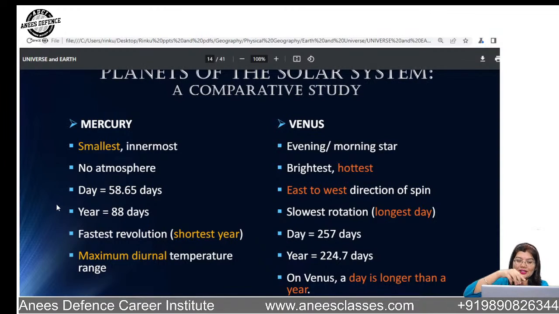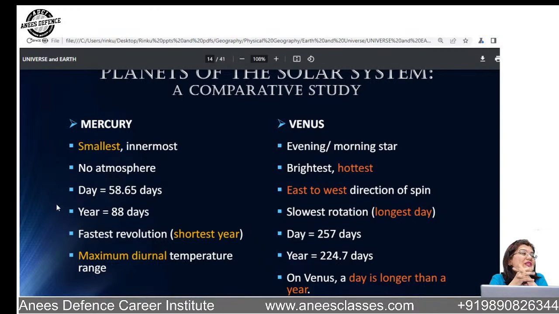Mercury is closest to the sun. So the distance that Mercury has to cover in an orbit is also lesser, which means it takes the least time to finish an entire revolution around the sun. When Mercury orbits the sun, it finishes that revolution in the least amount of time among all planets in the solar system. So it has the fastest revolution or the shortest year. Should be enough with Mercury.